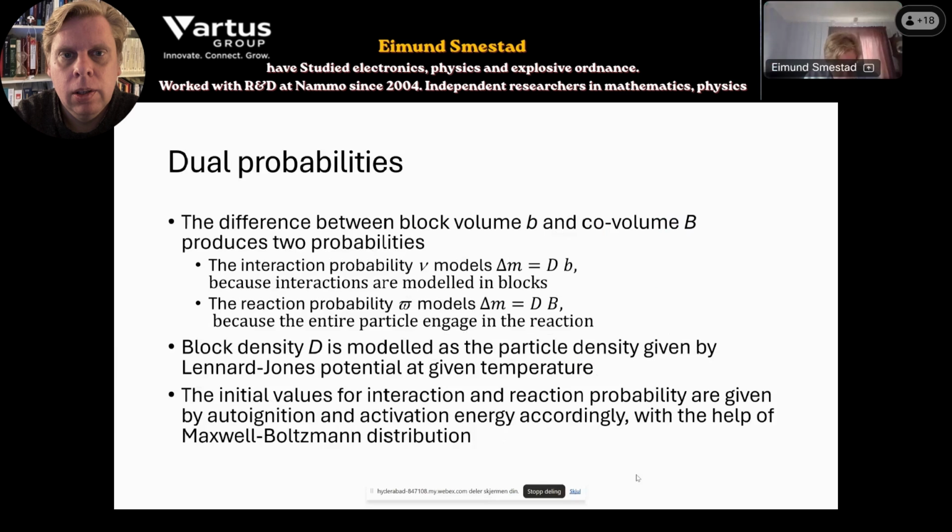The block density d used above is modeled as the particle density given by the Lennard-Jones potential at a given temperature. If you plug in the temperature as the potential energy in the Lennard-Jones potential, you can find a radius for the particle that corresponds to that density that we call block density. This enables us to handle the molecules as particles. There are initial values for interaction and reaction probability, which are autoignition and activation energy accordingly. This can be shown with the help of the Maxwell-Boltzmann distribution.